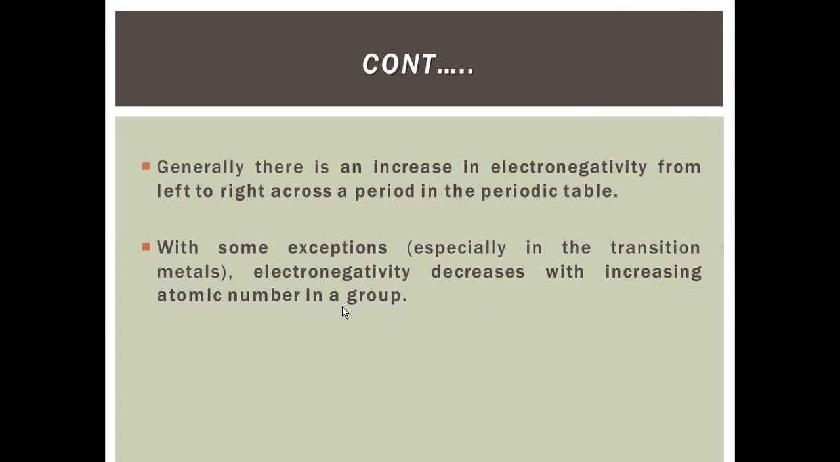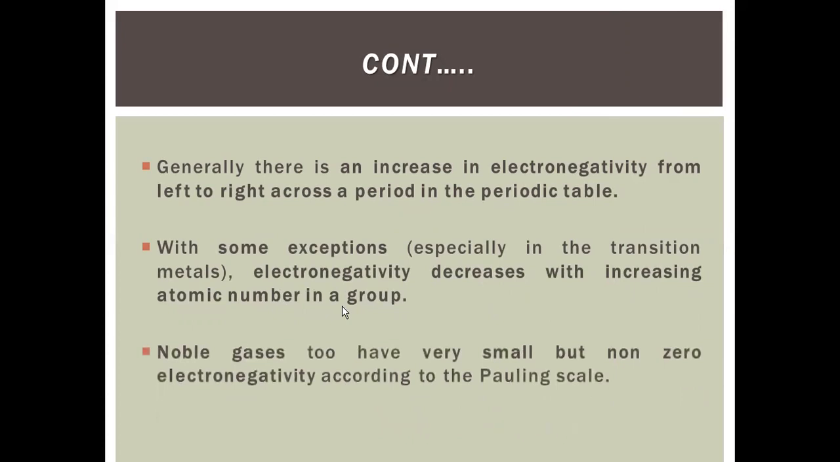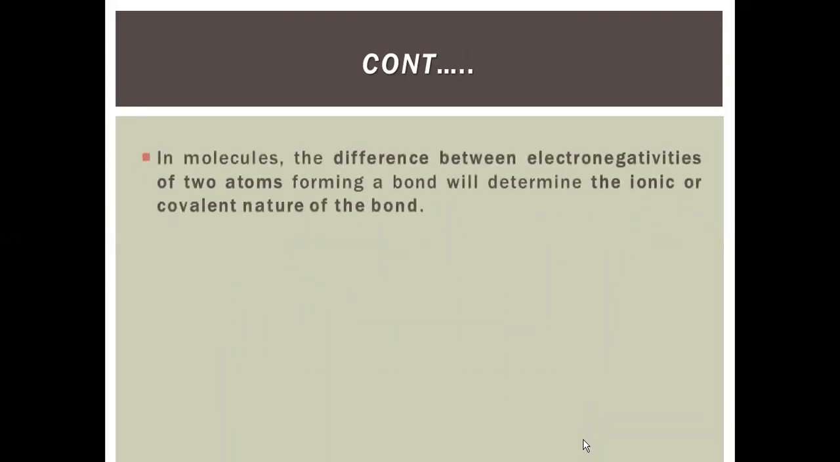So that's why the noble gases have very small but non-zero electronegativity according to the Pauling scale. So here is the trend as they describe regarding the Pauling scale: even though left to right your electronegativity is increasing, your noble gas is showing a very small amount of electronegativity, not zero, according to the Pauling scale.